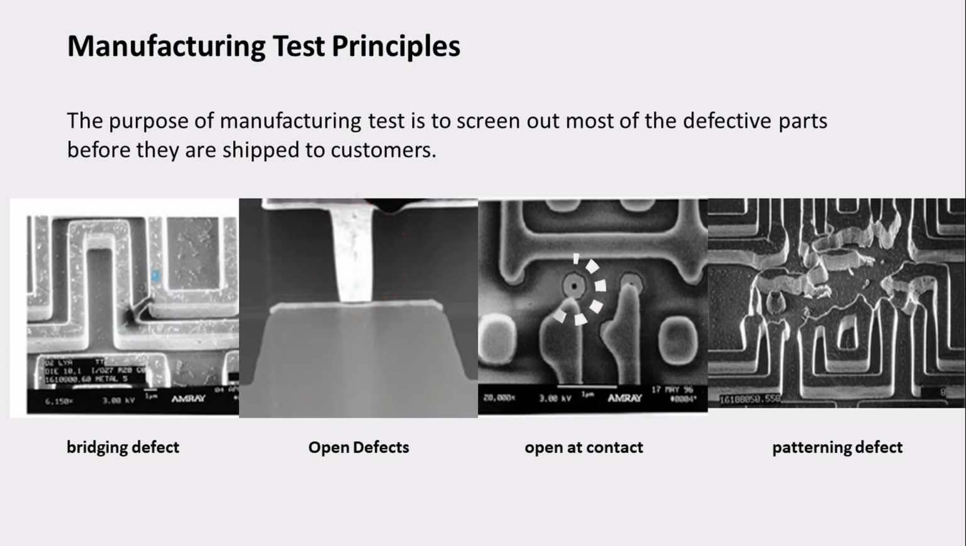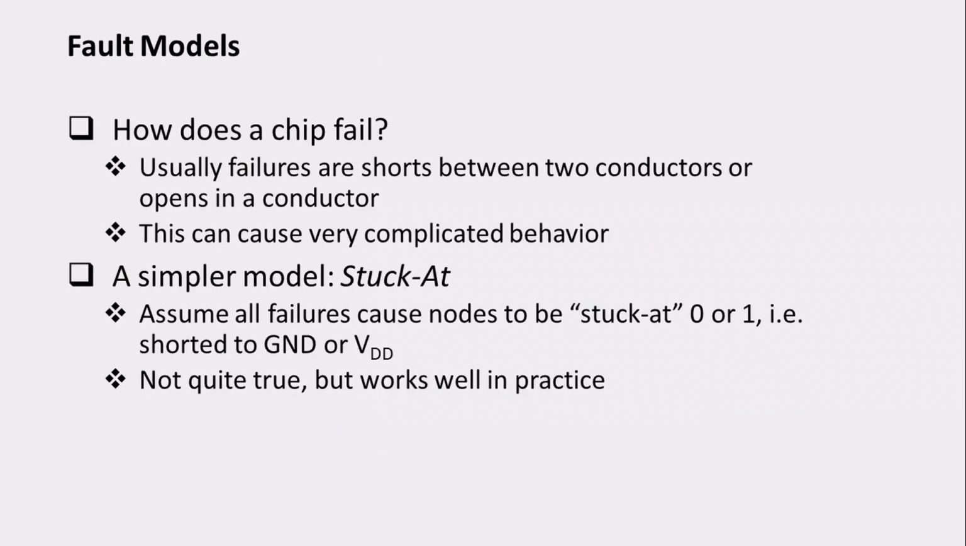Okay, so we have seen the different types of defects we can observe, but how do we come to know that there is an error at this particular point? In order to find out the defects, we look at fault models. How does a chip actually fail?